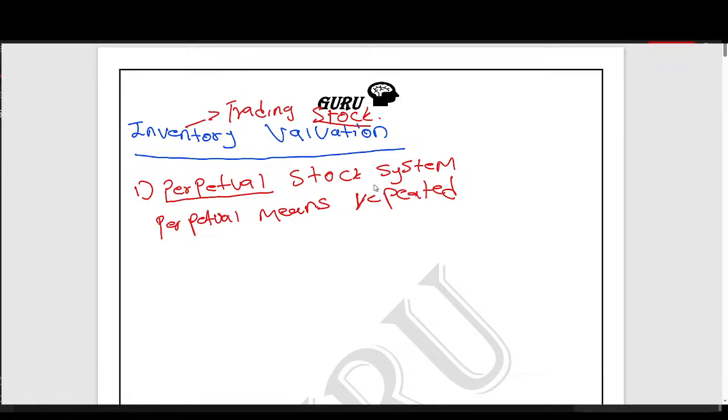I want to give an example with Pick and Pay. Pick and Pay uses the perpetual stock system. Why do I say that? Because they repeatedly calculate the cost of sales. They also calculate the value of the stock immediately when items are being sold. Why am I saying that again? Because Pick and Pay uses the computerized till, and they also use the scan, meaning that their items have barcodes.